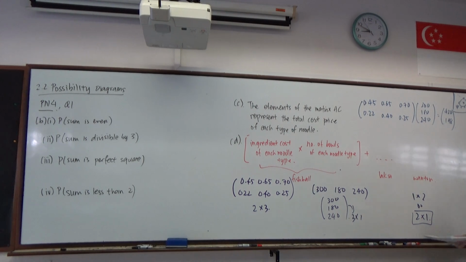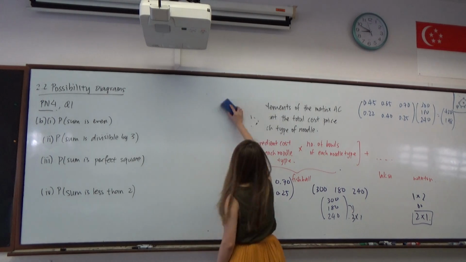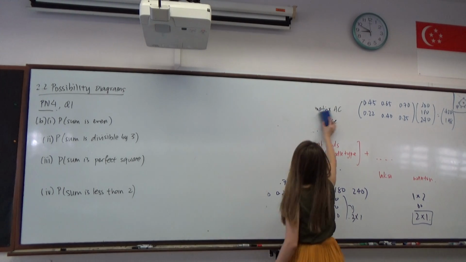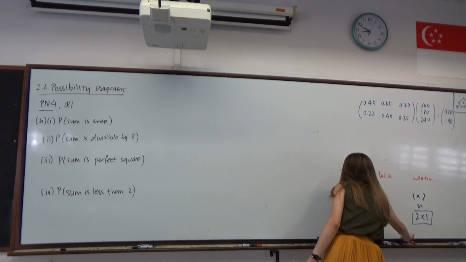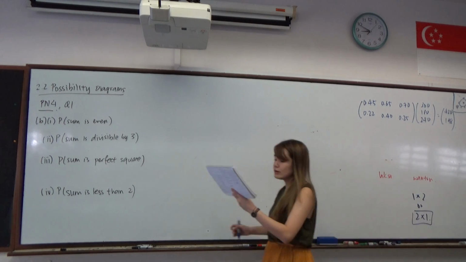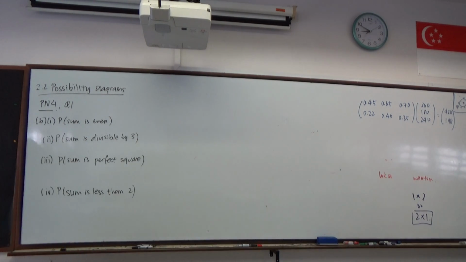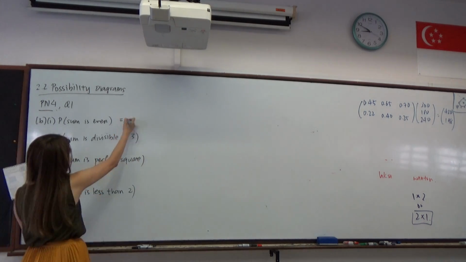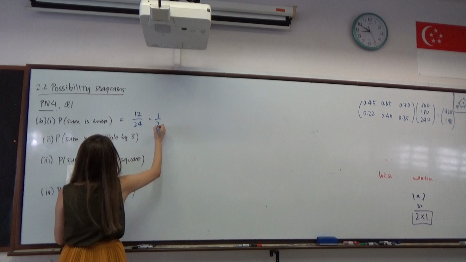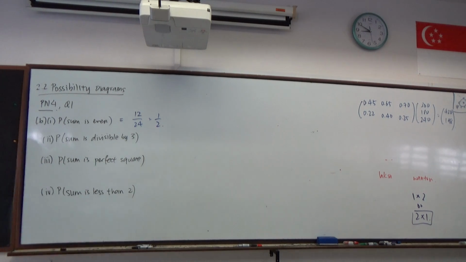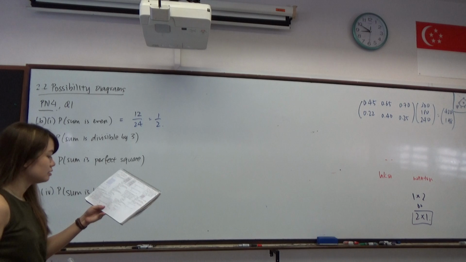Okay, let's look at B part 1, 2, 3, and 4 first. What's the answer for B part 1? Alexis, what's your answer? B part 1, question 1, the one that we did yesterday. Half. Okay, so how do you get half? 12 over 24. So the answer will be half. I wouldn't bother to rewrite the possibility diagram. You should have checked yesterday.